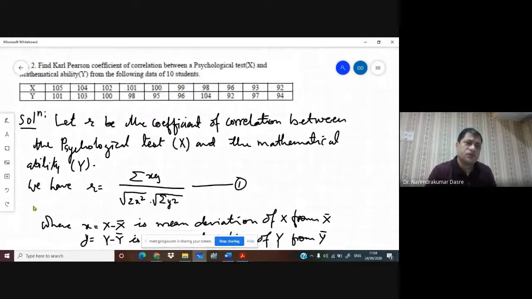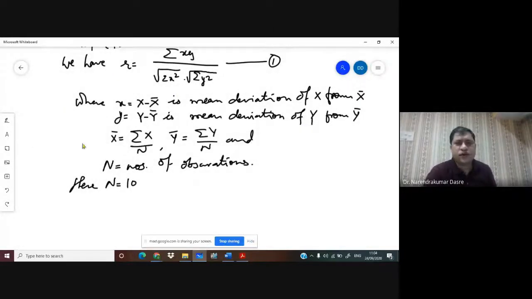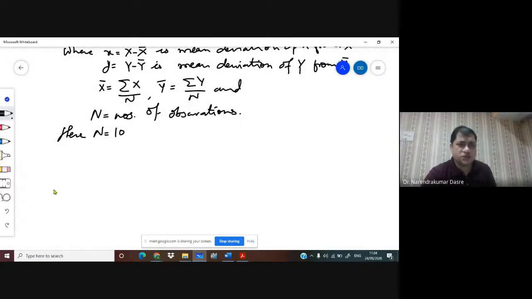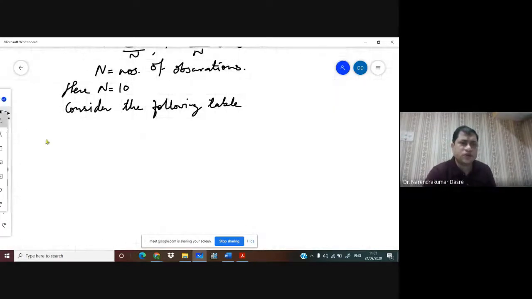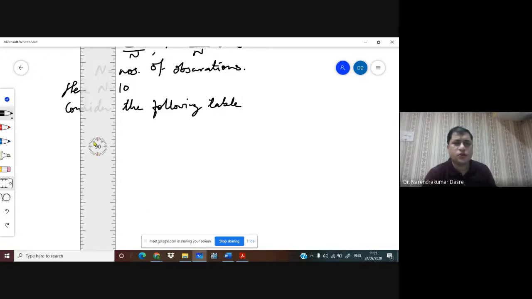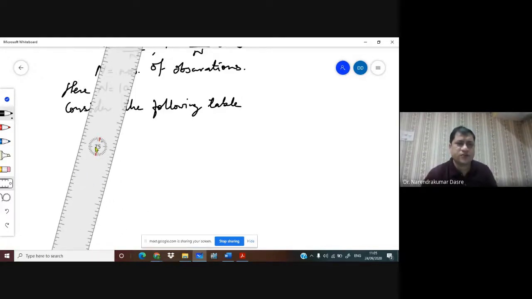Okay. Now, once you have written the formula, then what we have to do is the calculations. So we write, consider the following. Okay, so we have the following table. So we know how to make the table now. Okay, so what we have to do is make the table.